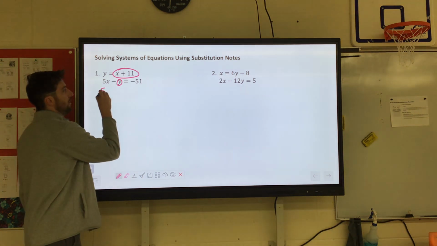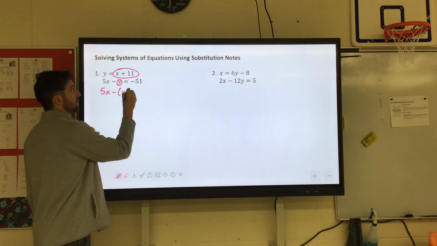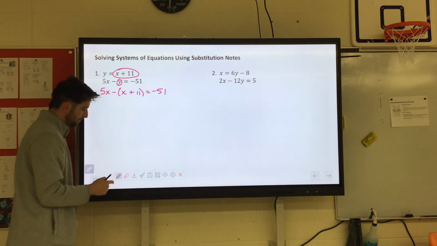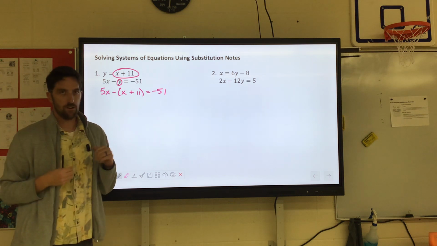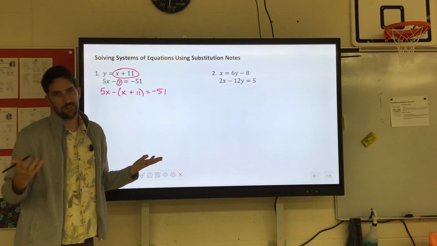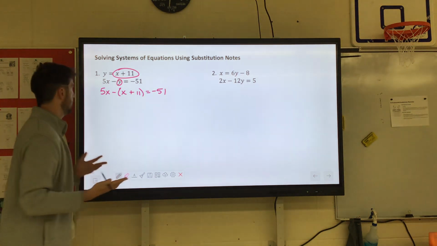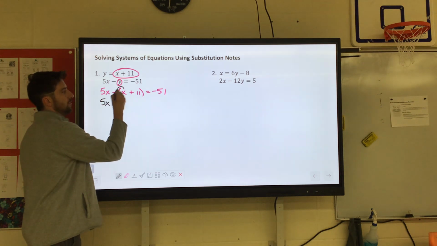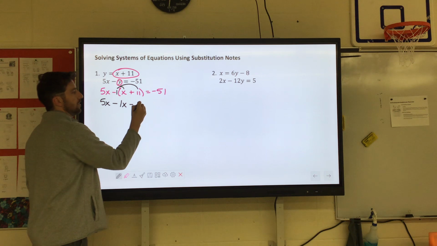So 5x minus the new y, x plus 11, equals negative 51. The reason we do that is because now our equation has all x's or all y's, and we can solve equations where it's all one variable. We've been doing that for years. So here we can distribute the negative 1. Negative 1 times x is negative 1x. Negative 1 times 11 is negative 11.